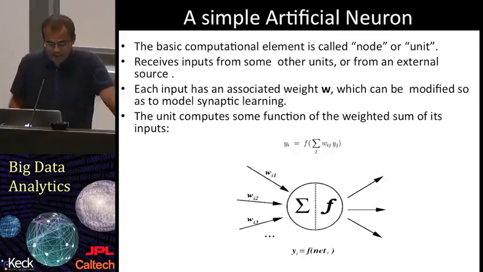Now, let's start with the basic computational element called node or unit. A unit receives inputs from other units or from an external source in the case of the input units. Each input has an associated weight W, which can be modified during the learning. Then the unit computes some function of the weighted sum of its inputs and gives it in output.